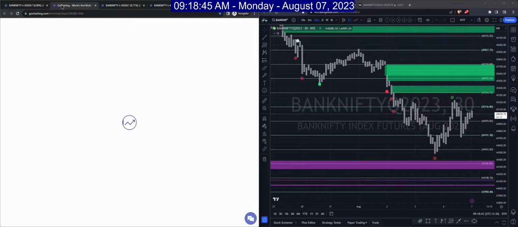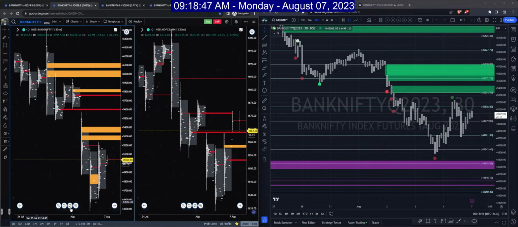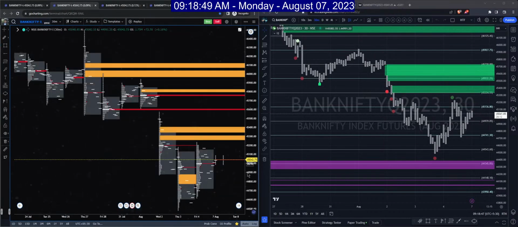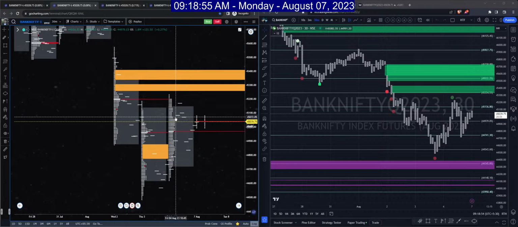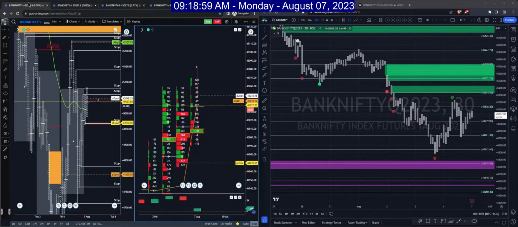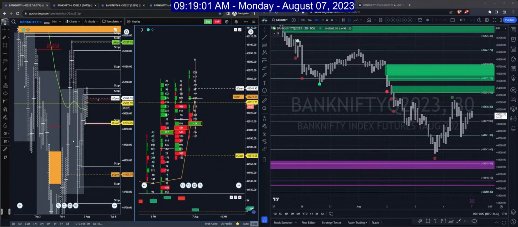Higher levels, let me just go there. Yep, so this is a low volume node area, so odds are higher that we might just be chopping in this range. So I'm not seeing any trades right at the open. Let me just look at the options inventory. So I'm looking at the 44,800 call and 45,200 put.